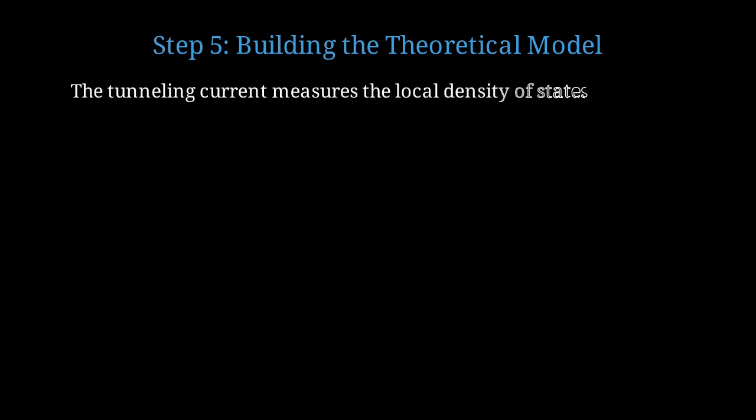Step 5 is building a theoretical model that links the tunneling current to the local density of electronic states. This is where we connect the measurement to the underlying physics. The key insight is that the tunneling current is proportional to the local density of electronic states at the Fermi energy. This means the STM is not just measuring topography, it's measuring the electronic structure.